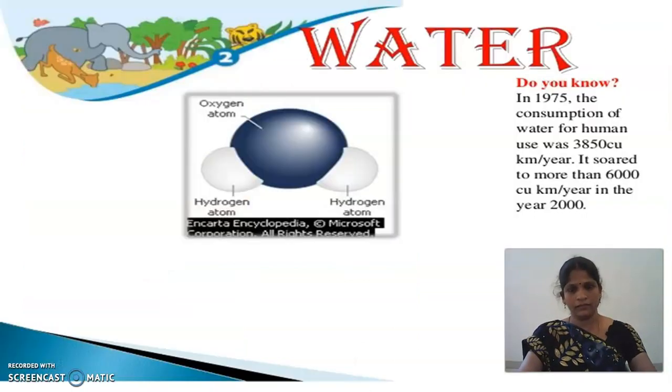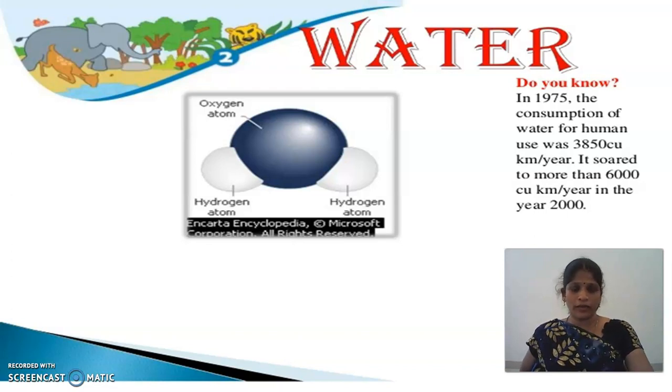The next, water. Yes, children, the third abiotic factor and also an important natural resource for us, that is water. Hydrosphere we learn. Hydro is the scientific term for water.